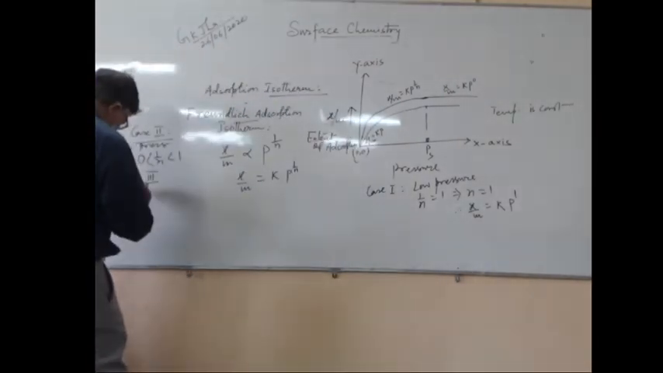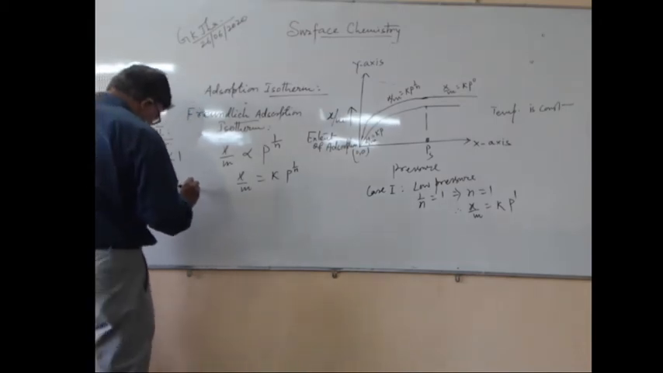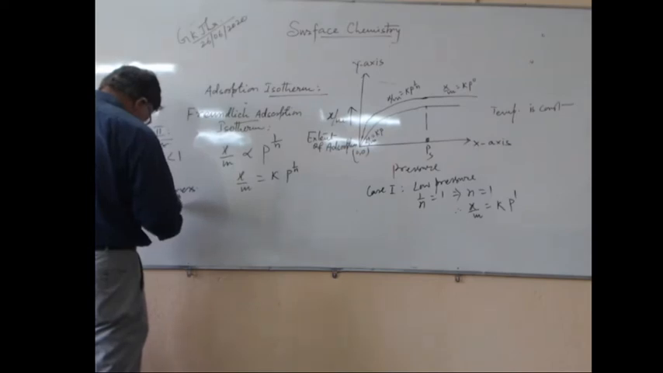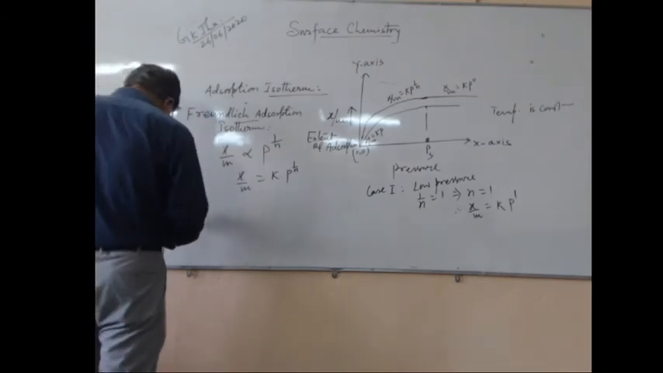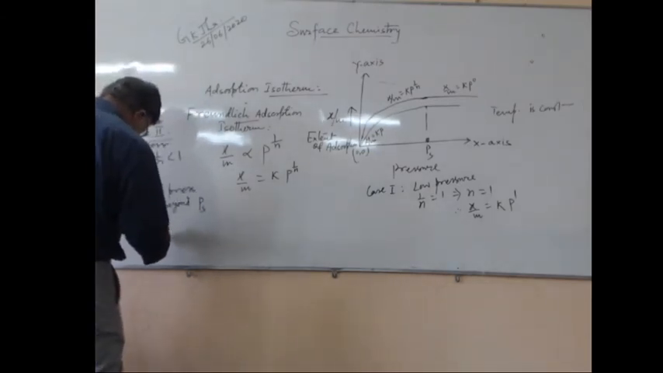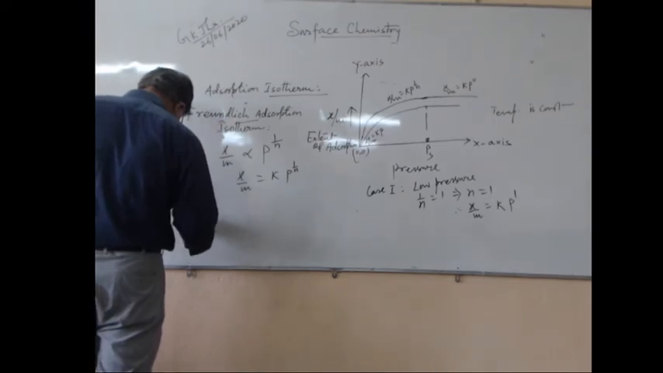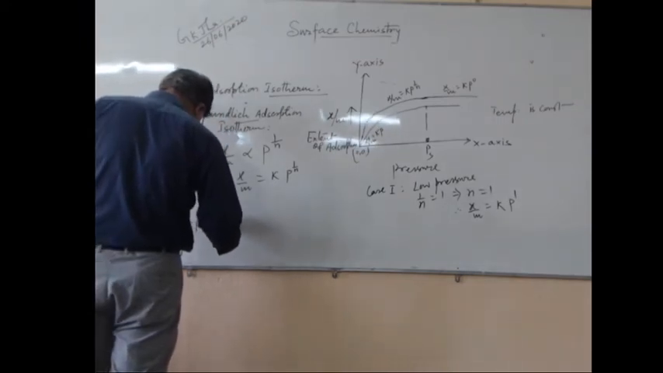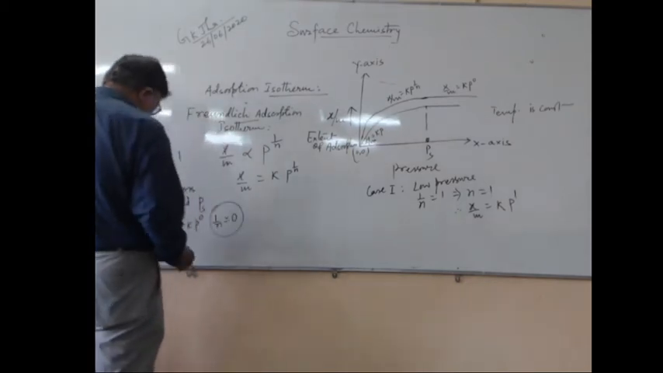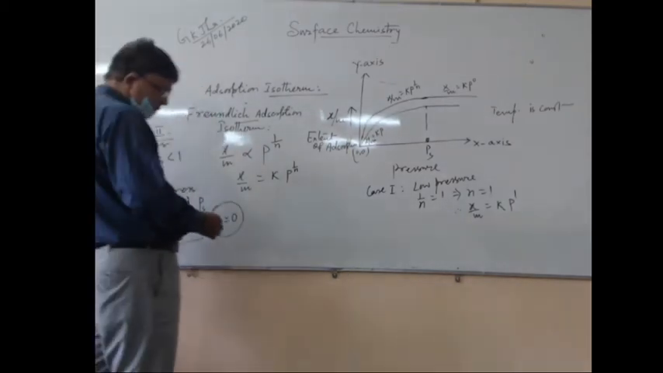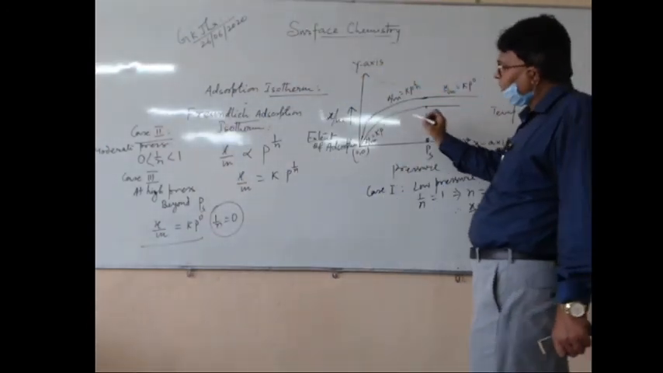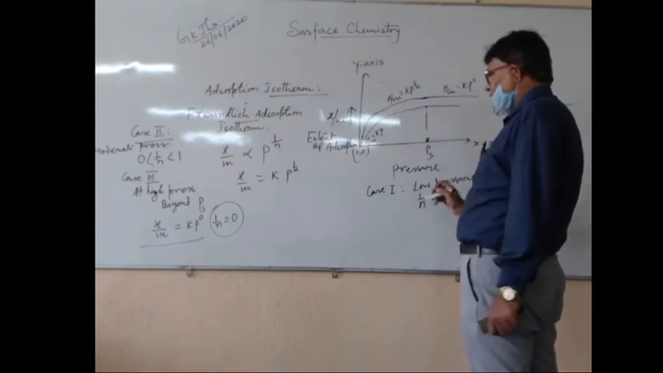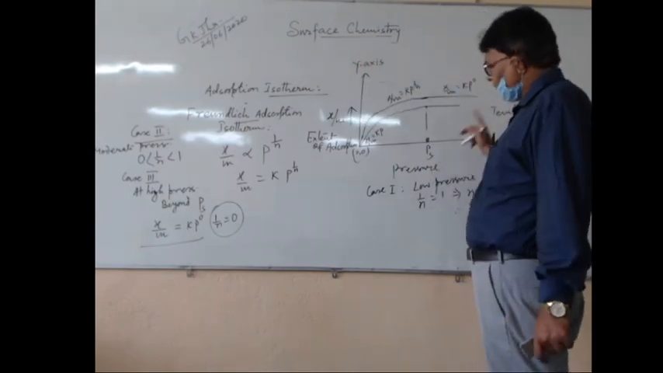That is case 3, at high pressure or very high pressure. What happens beyond saturation pressure, that is beyond PS? In this case, x by m is equal to k p raised to the power 0 because 1 by n is equal to 0. That means extent of adsorption doesn't vary with pressure. So this is the nature of the curve obtained by Freundlich, and this is known as Freundlich isotherm, isotherm because temperature is constant.